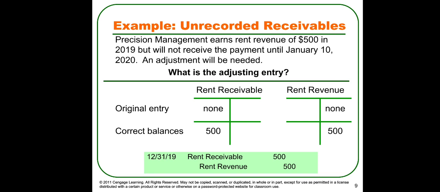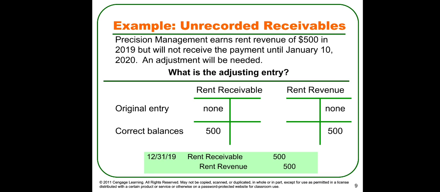So in accounting, you cannot debit cash because you do not receive the cash yet. You debit rent receivable. Rent receivable 500. Rent receivable is an asset account. It is an asset because in the future, in year 2020, the business will receive $500 cash. So it is an asset.